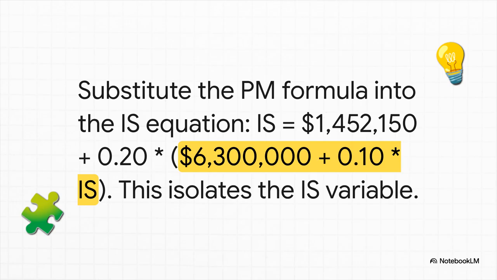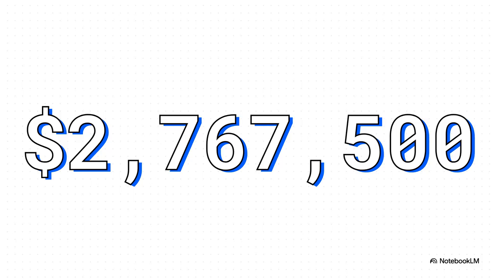We're going to take that entire expression for PM and just plug it right into the PM spot in the other equation. This is the key move because it leaves us with an equation that only has one unknown variable, IS. So you distribute the 20%, you move the variables around, you do the math, and you find that the true complete cost for information systems is $2,767,500. Now look at that.